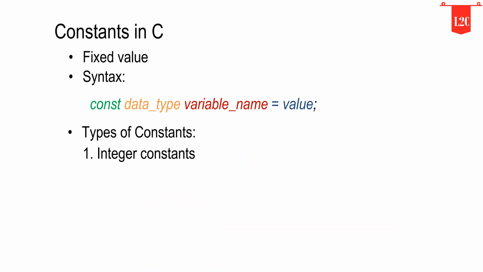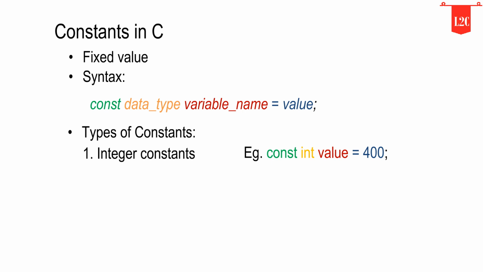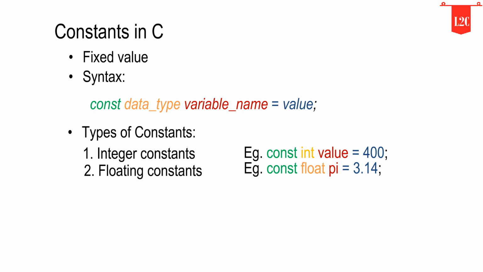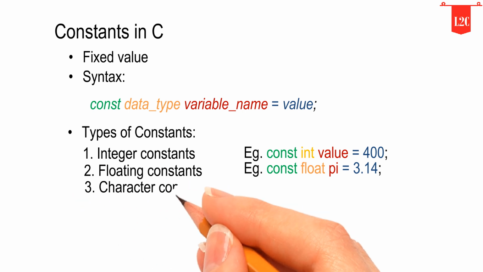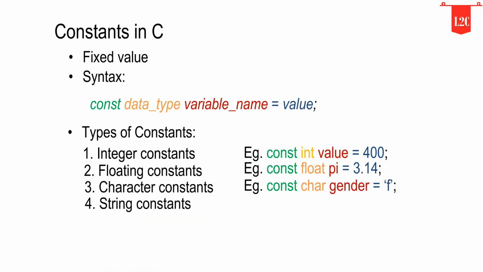First, integer constants. It is used to represent the integer data type value. For example, const int value equals 400. Second, floating constants. It is used to represent the float data type value. For example, const float pi equals 3.14. Third, character constants. It is used to represent the character data type value. For example, const char gender equals f in single quotes. Fourth, string constants. It is used to represent the string data type value. For example, const char name equals learn to code.